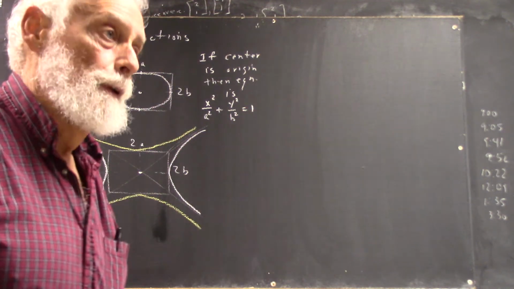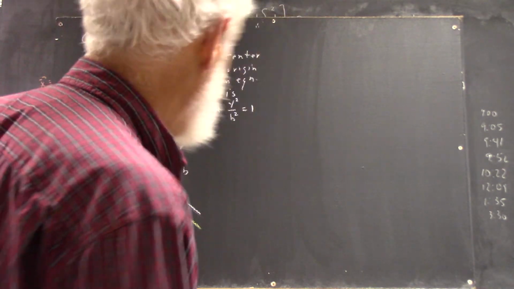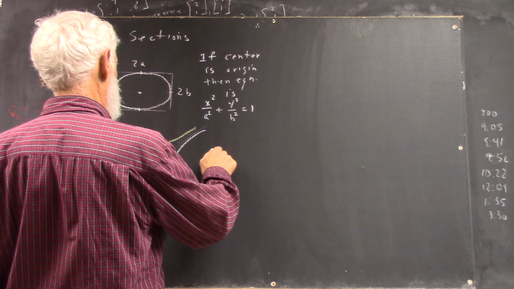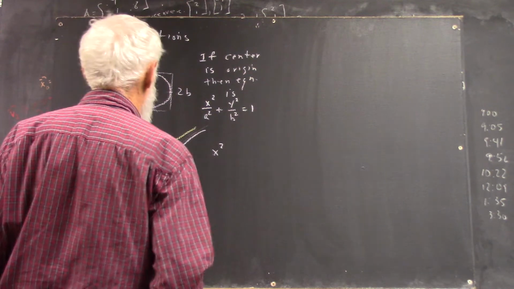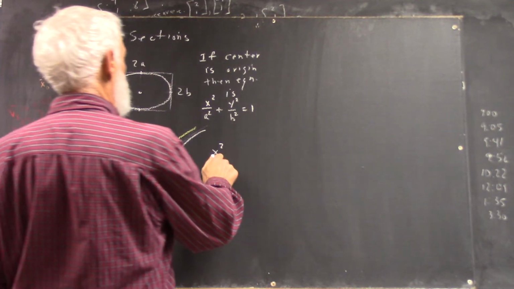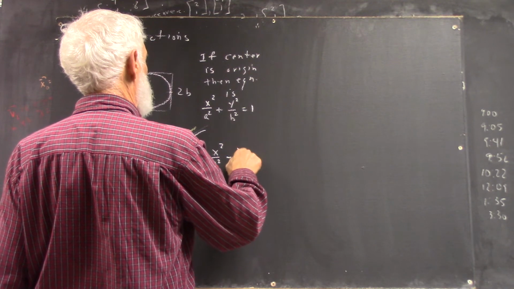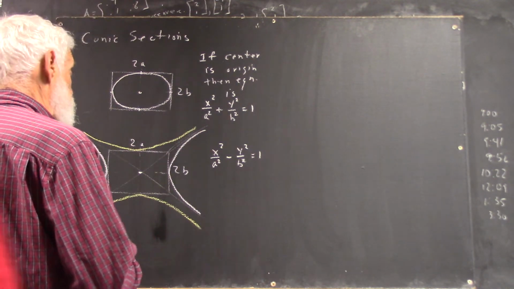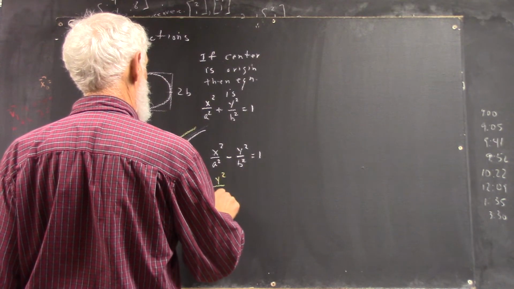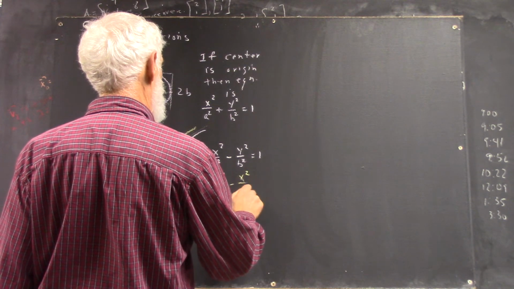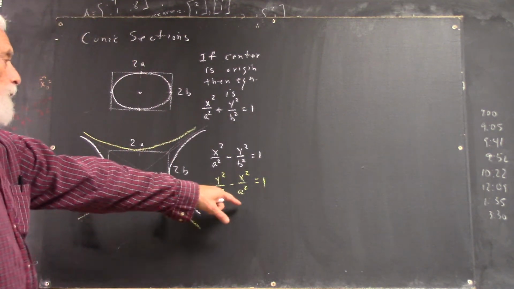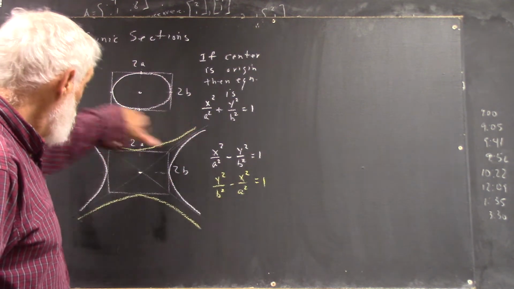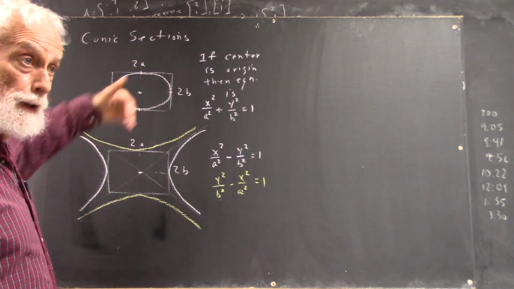is x squared over a squared plus y squared over b squared equals 1. Okay? And down here, the equation is going to be x squared over a squared minus y squared over b squared equals 1, or it's going to be y squared over b squared minus x squared over a squared equals 1, depending on whether you have the white hyperbola or the yellow hyperbola.